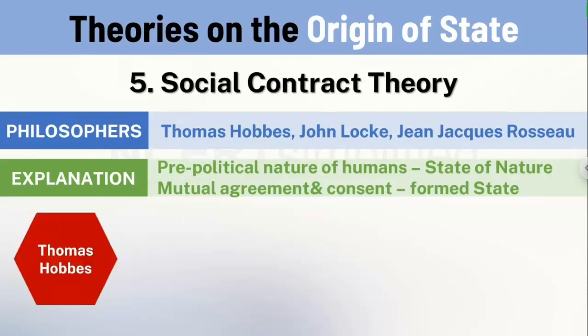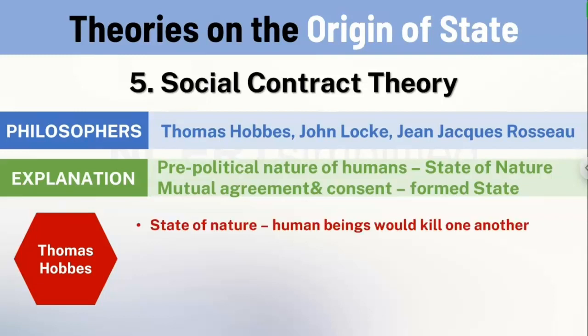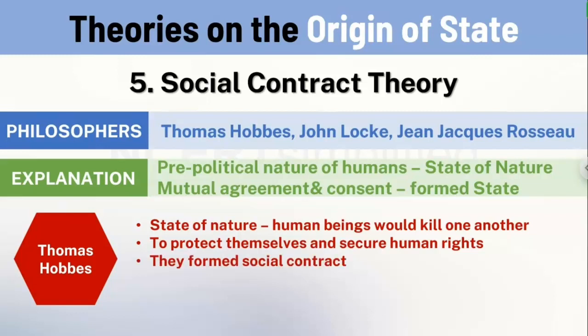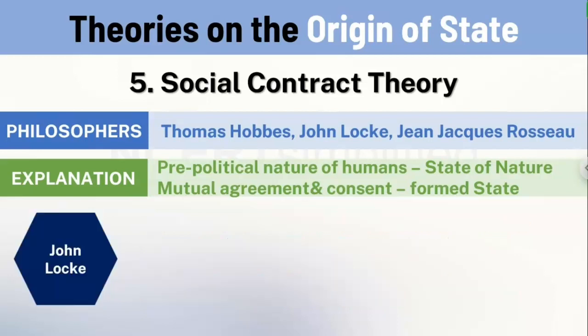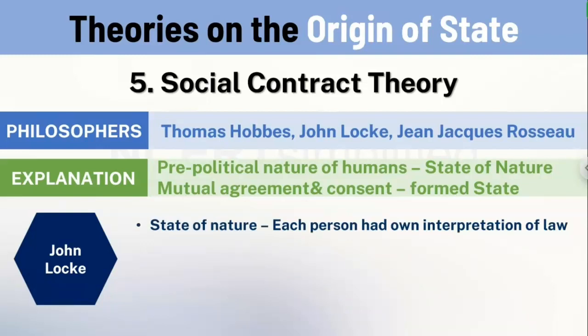Thomas Hobbes, John Locke, and Jean-Jacques Rousseau all had conflicting opinions on the theory of social contract, but the base is still the same. According to Thomas Hobbes, the state of nature, or the pre-political nature of humans, was that human beings would always kill one another. We were vicious, we were cruel to one another, and to protect ourselves and secure human rights, the people back then formed a social contract amongst each other to live in peace. And this was governed through a ruler, or a sovereign power, and thus we became subject to the ruler, as the social contract to live peacefully amongst ourselves was governed by that ruler, and so obviously we surrendered our rights to that ruler.